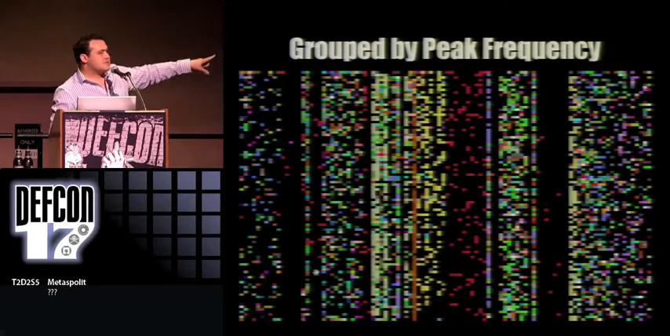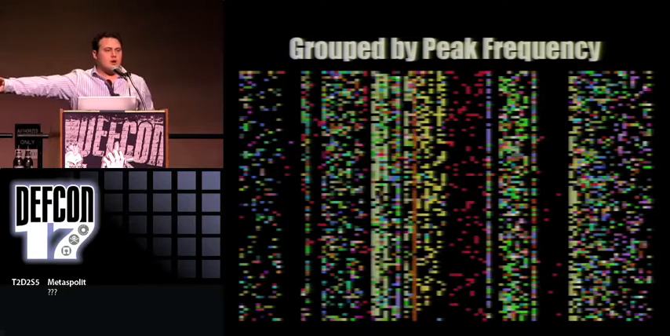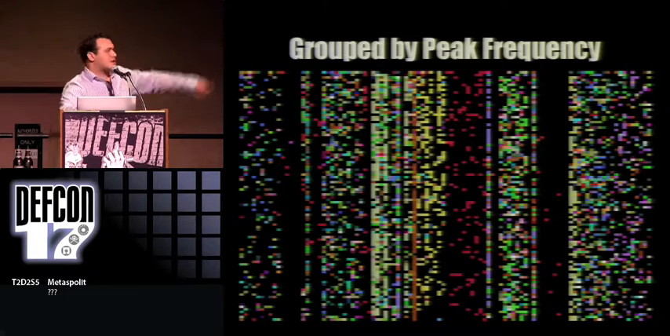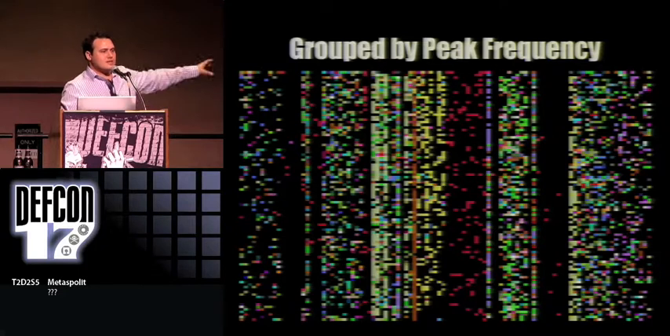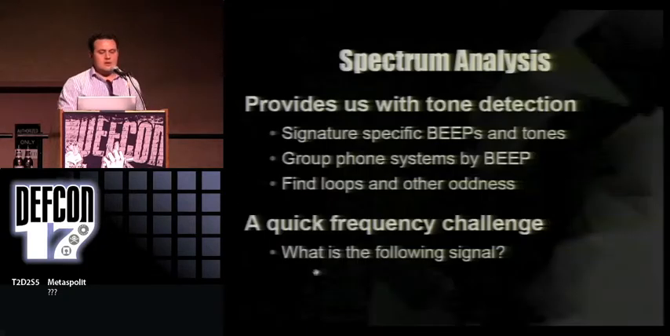So peak frequency means anytime that there's a really loud noise on the call, if that was the loudest sound on there, all the calls that had the same thing would basically be grouped together. So this big stripe of little pink suckers right here in the middle, or red suckers on the screen, those are all voicemails. And that's actually the beep at the end of the voicemail. That's about 1,000 hertz, and it's louder than whatever the person said. So you now group all the voicemail guys together just by the peak frequency alone. So all kinds of cool things.